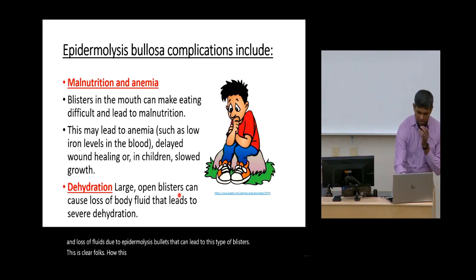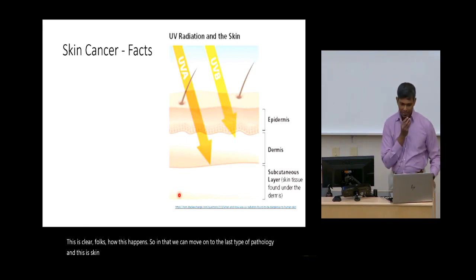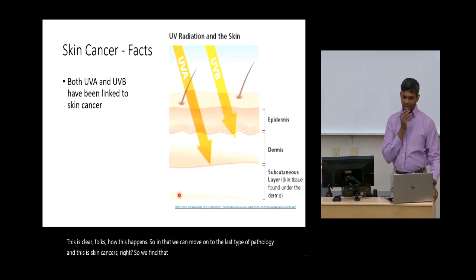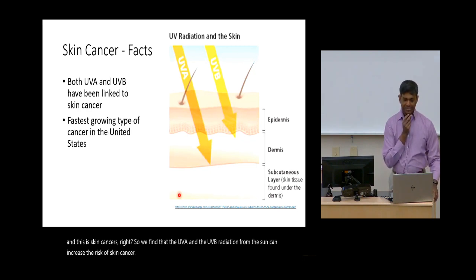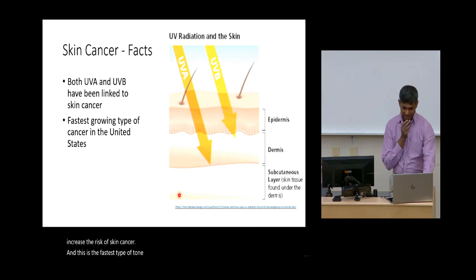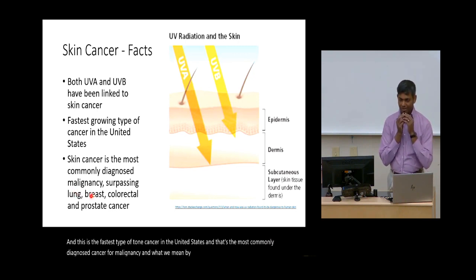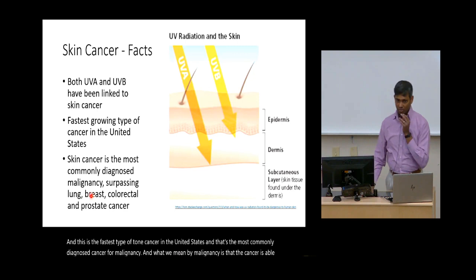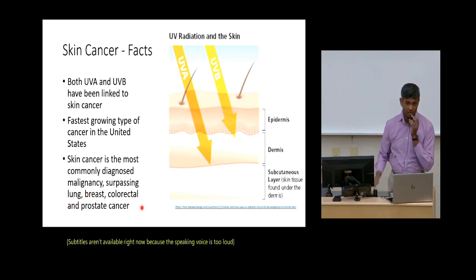So with that, we can move on to the last type of pathology, and this is skin cancers, right? So we find that the UVA and the UVB radiation from the sun can increase the risk of skin cancer. And this is the fastest growing type of cancer in the United States, and it's the most commonly diagnosed cancer for malignancy. And what we mean by malignancy is that the cancer is able to spread from one part of the body to the other parts, right? And this surpasses the lung cancer, breast cancer, colorectal, and prostate cancer as well.